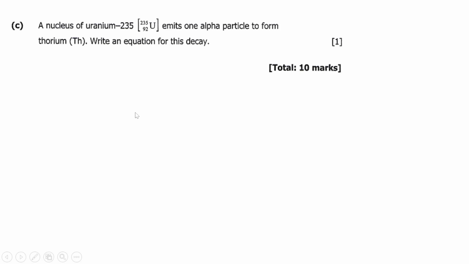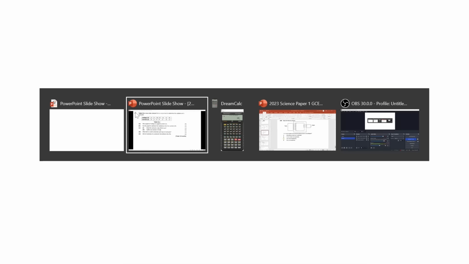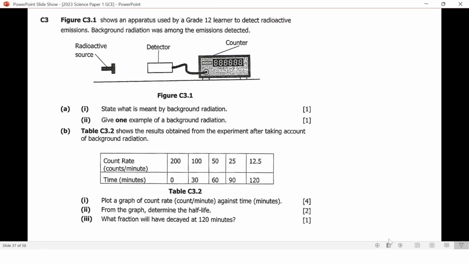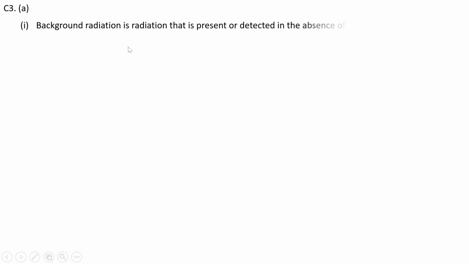Okay, so to answer this question, first of all, what we need to do on this one is part 1, state what is meant by background radiation. So here we are going to say background radiation is radiation that is present or detected in the absence of a radioactive substance.